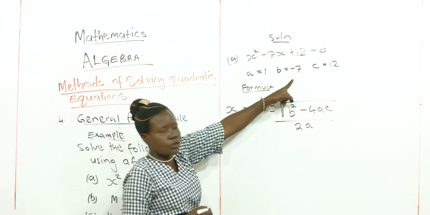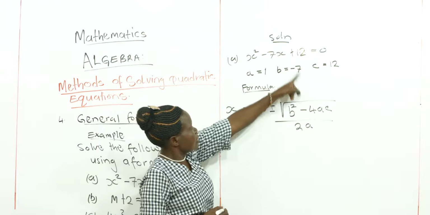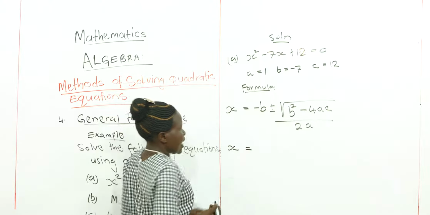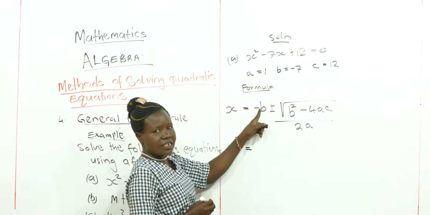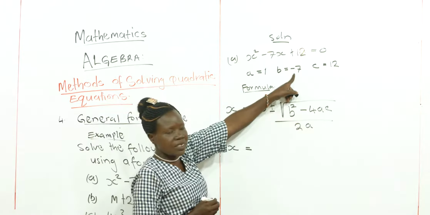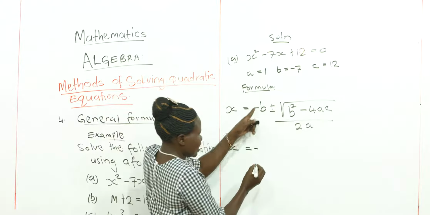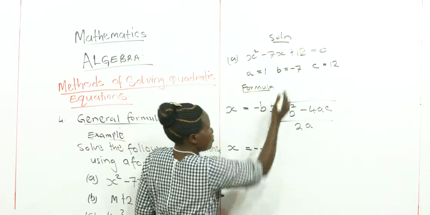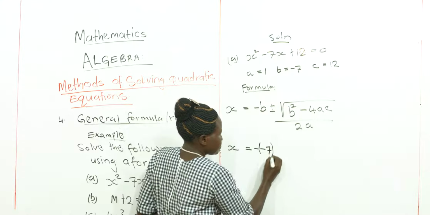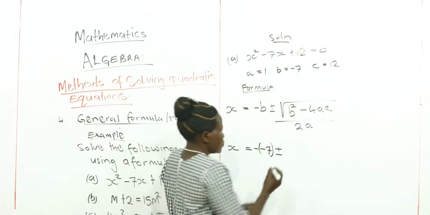Since you have known the values of these letters from here, it becomes very easy for you to substitute. So you say x equals to, don't ignore this negative. This negative is for the formula. So you treat the value of b the way it is. When we substitute here, we get negative, this negative of the formula, and then a negative of the value of b, that is negative 7. And then you say plus or minus the root.